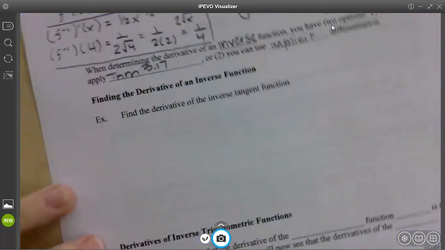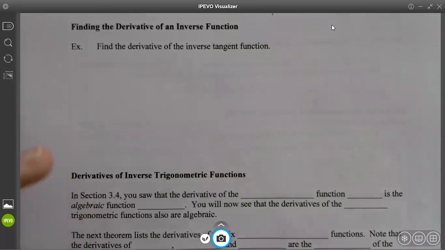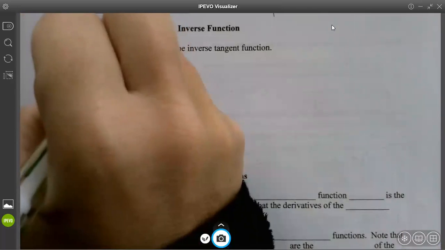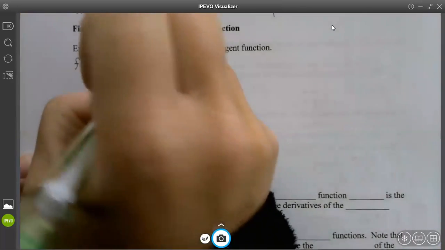So it says find the derivative of the inverse tangent function. So our f of x is tan x.